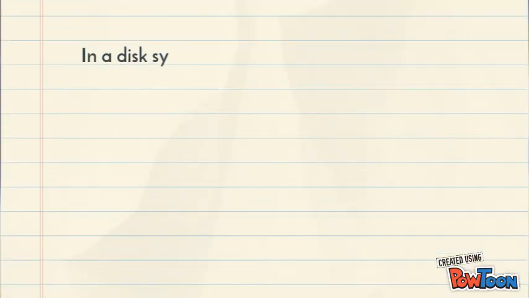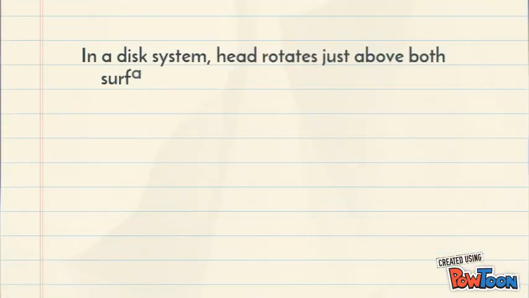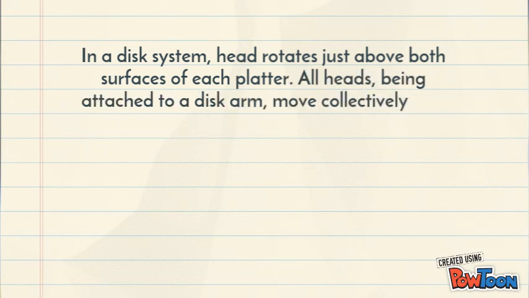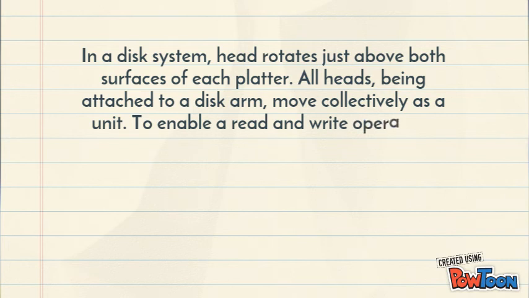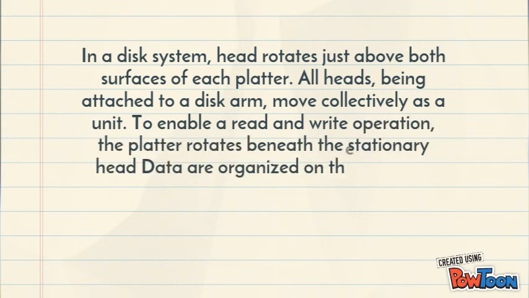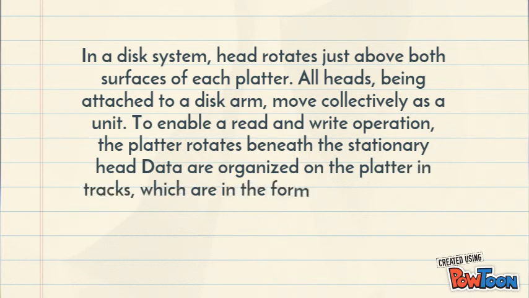In a disk system, a head rotates just above both surfaces of each platter. All heads, being attached to a disk arm, move collectively as a unit. To enable a read and write operation, the platter rotates beneath the stationary head. Data are organized on the platter in tracks, which are in the form of a concentric set of rings.